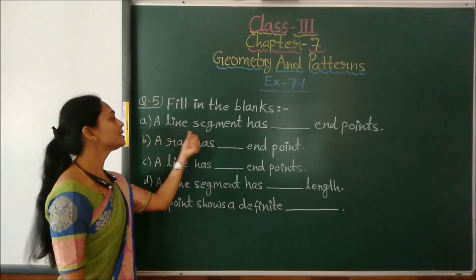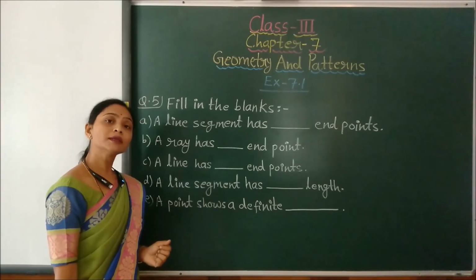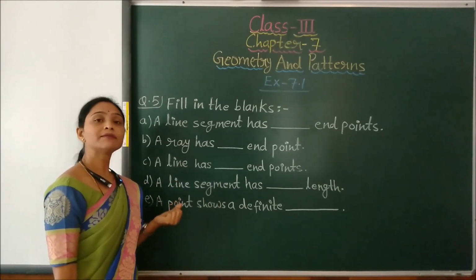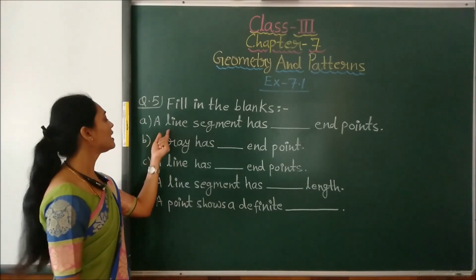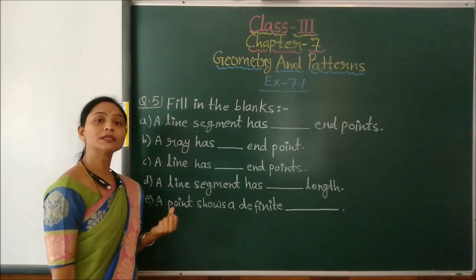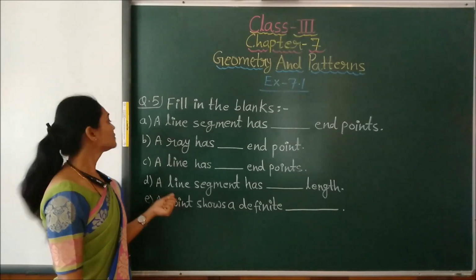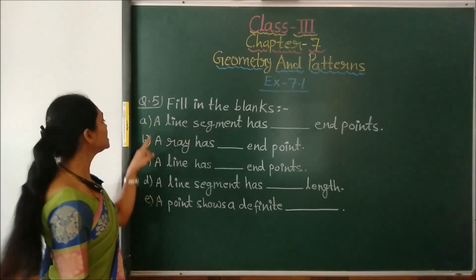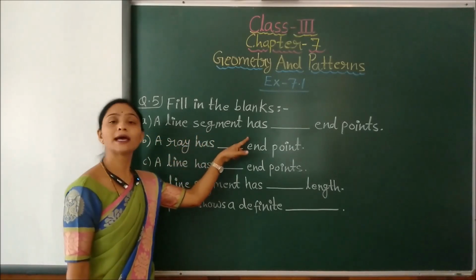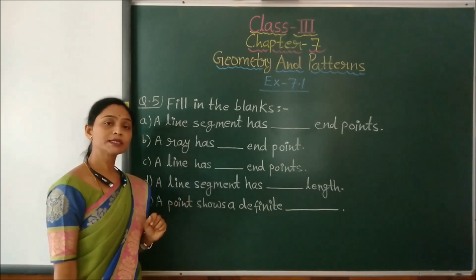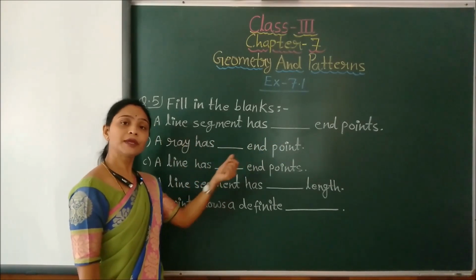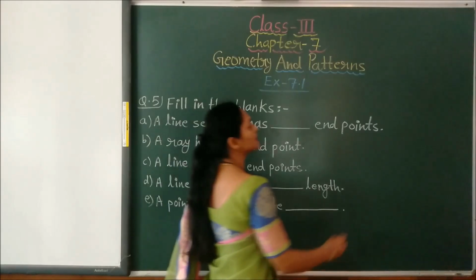See children, these fill in the blanks are based on definitions which we have learned in the beginning. Definition of line, line segment, ray, all these definitions we have to remember and fill these blanks. So we will start with question number 1. A line segment has dash endpoints. So first we have to remember the figure of the line segment. How to draw a line segment?